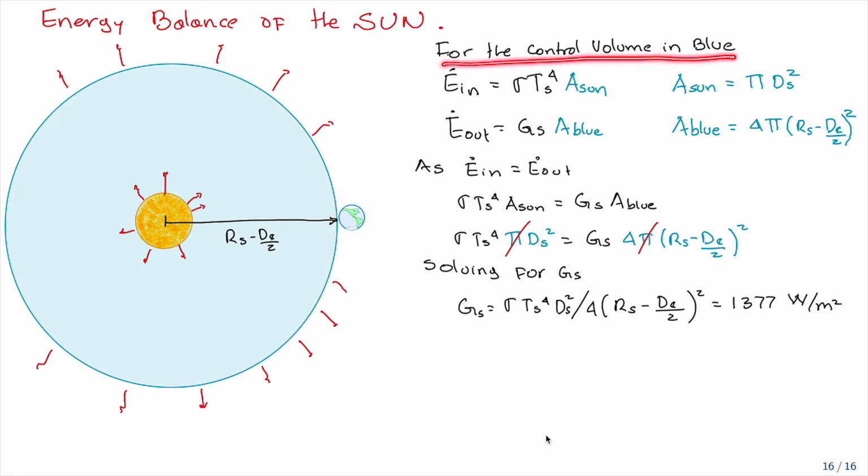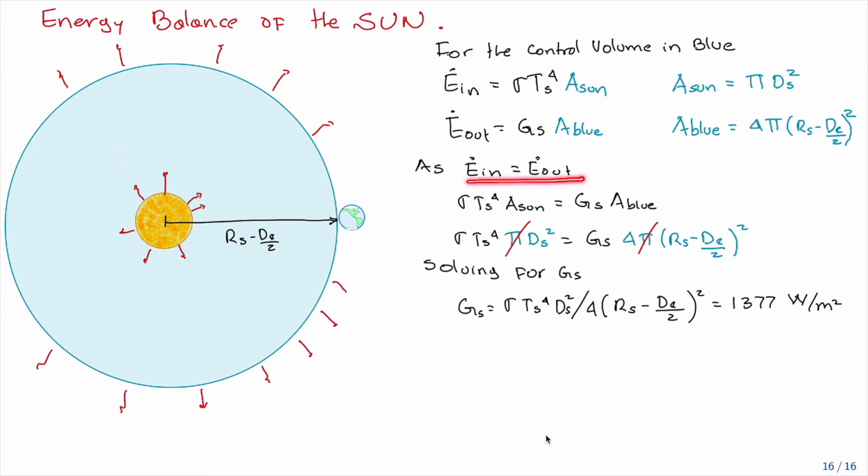So for this control volume in blue, the energy that is coming in corresponds to the temperature of the Sun. That is, the energy emitted by the Sun is sigma multiplied by the temperature of the Sun to the fourth and multiplied by the surface area of the Sun. And the energy out corresponds to the external surface and is equal to the radiation from the Sun at this distance multiplied by the area of the external sphere. And that's 4 pi multiplied by the radius of the big sphere squared.